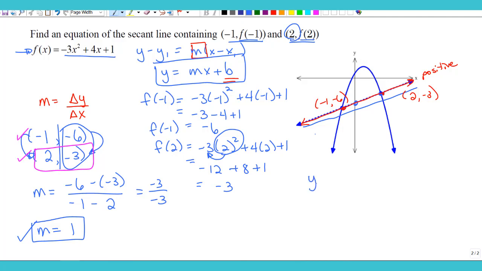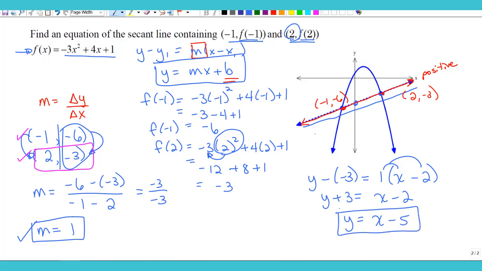So I have y minus my y value equals my slope times x minus my x value. So I have y plus 3 equals 1 times x minus 2. If I distribute, I have x minus 2. Now I'm going to solve for y by subtracting 3 from both sides. And that is the equation of the secant line that connects these 2 points on this parabola.